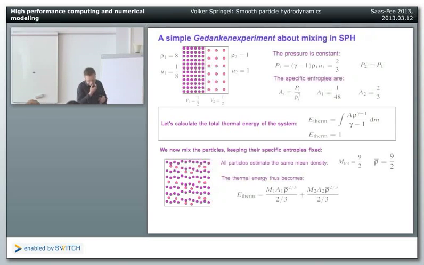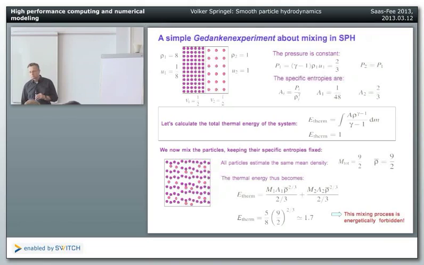And then you can calculate the thermal energy that you now expect. We calculate it exactly like before, because we didn't change the entropies of the particles, right? We left them as they were. They are conserved. So we just add up from the entropy and the density the thermal energy times the mass. You add up the new thermal energy, and what you get is 1.7. And now you should be surprised. What has been going on here, right? The thermal energy is now larger than it was in the beginning.